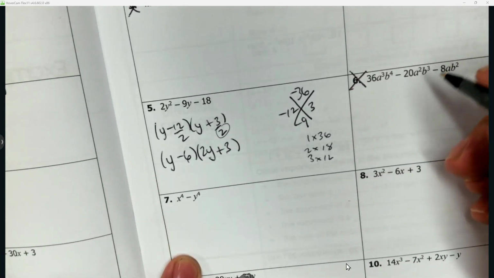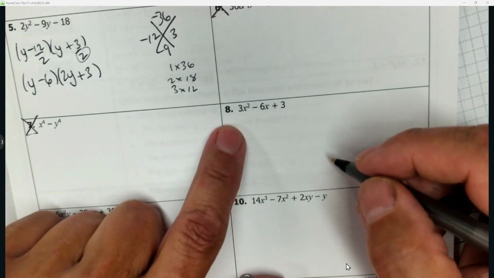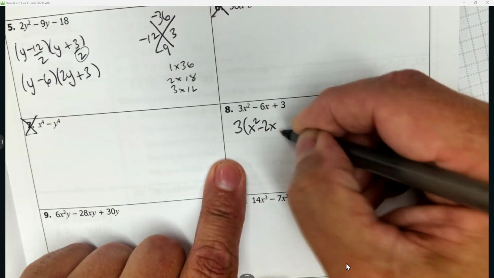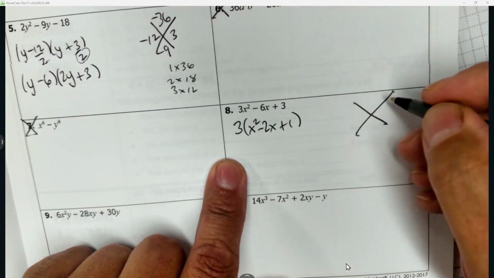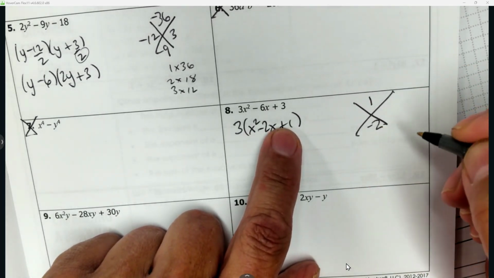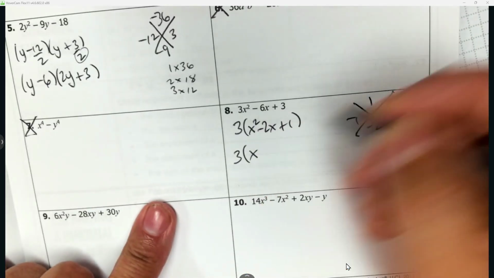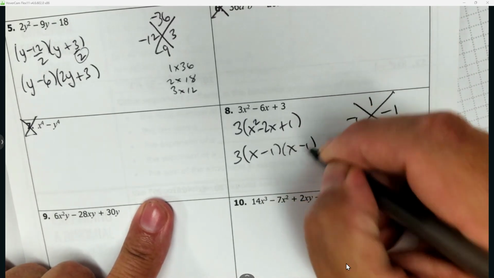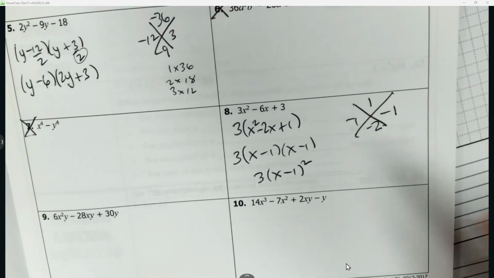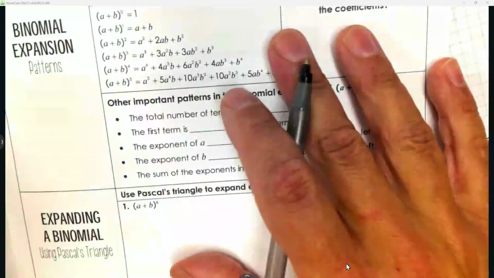Again, 6 is multivariable, 7 is multivariable. Let's look at 8. So what number goes into all of them evenly? 3. So we're going to divide 3 and see what's left over after that. Then what 2 numbers multiply to 1 and add to negative 2? So we find the 2 numbers that match. There isn't a number in front to divide by, so there's my answer. If a factor repeats, we can write that repeated factor and square it. Again, 9 is multivariable, so is 10. Turn the page.